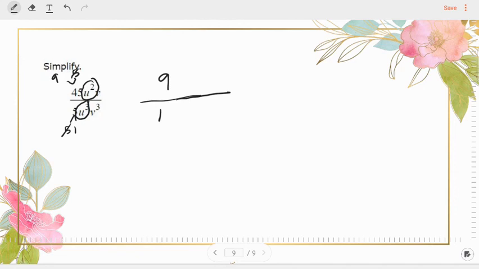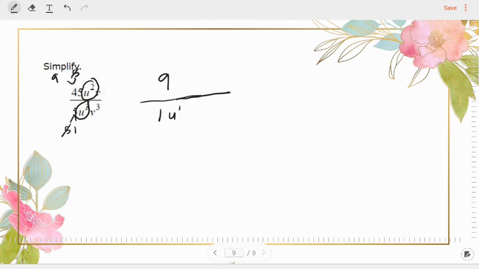I notice that the bigger amount of u's is in the denominator. There's 3, and there's 2 on top. So I'm going to use my subtraction rule. 3 minus 2, if I wrote it all out, I would have a u to the first power left over. I'd have 1 u left over.